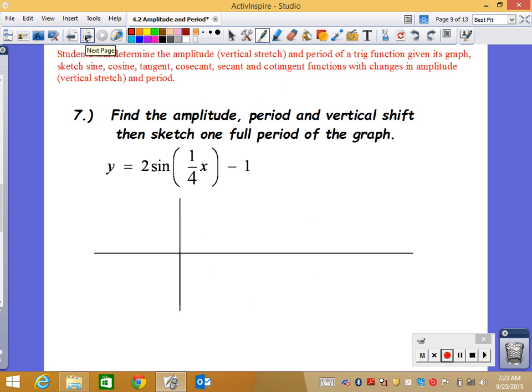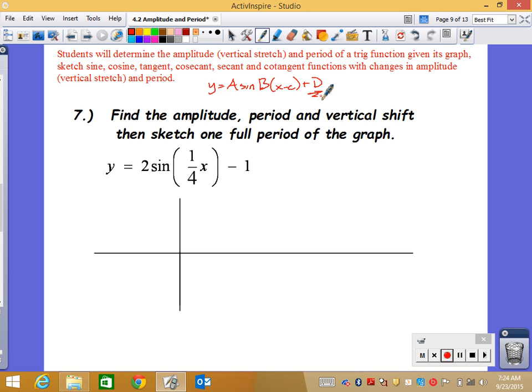So now we're going to introduce what we call a vertical shift. So remember, going back to my original a sine b times x minus c plus d, we're introducing this value for d now. So we'll talk about that at the very end, what happens when we do that.